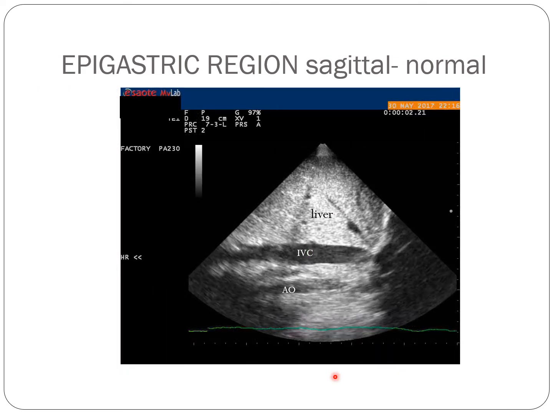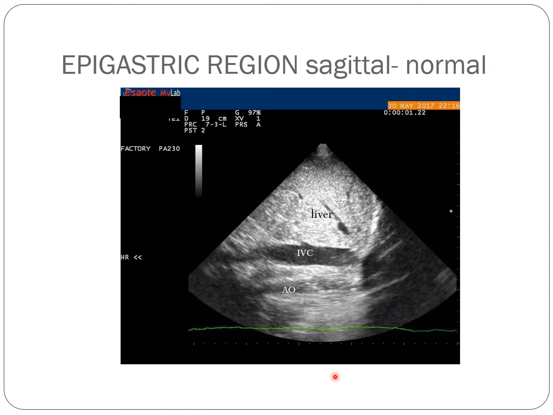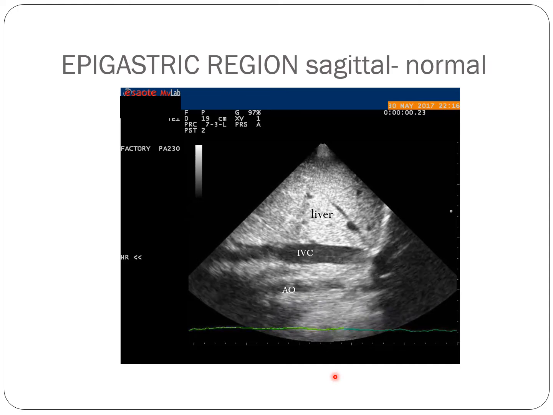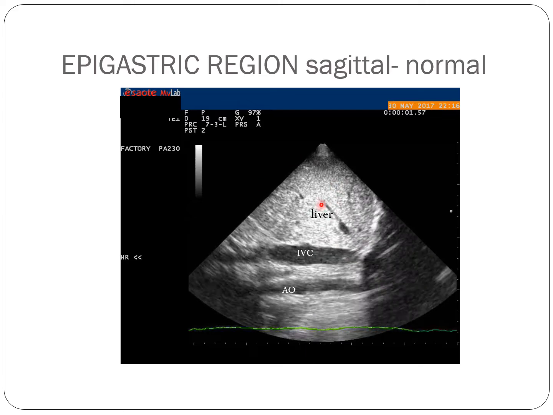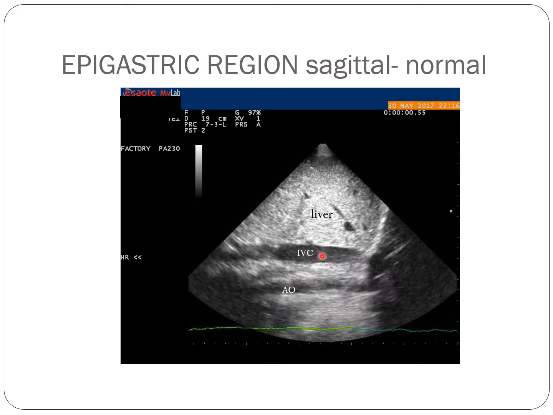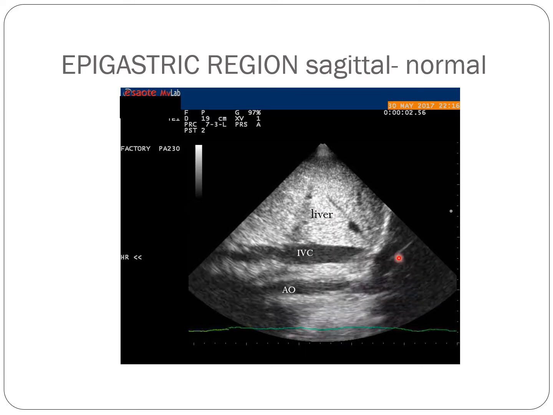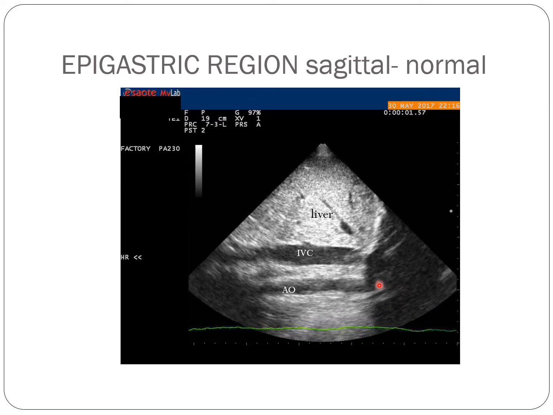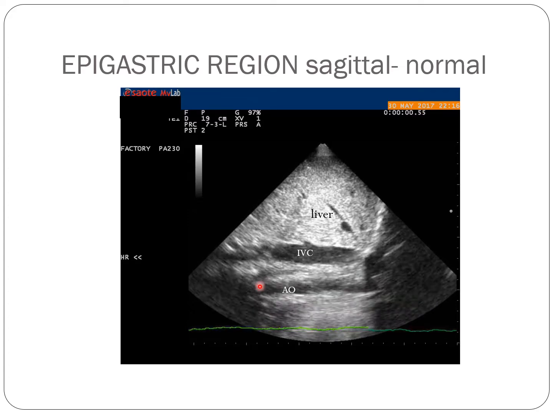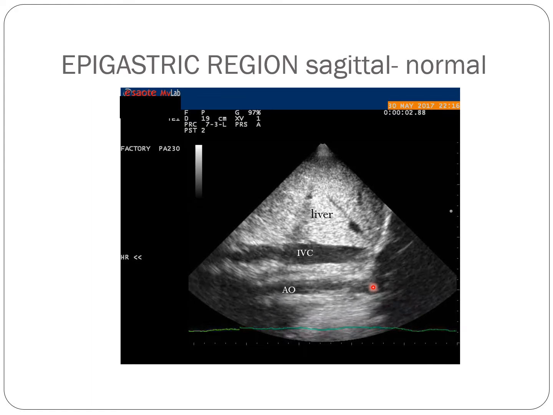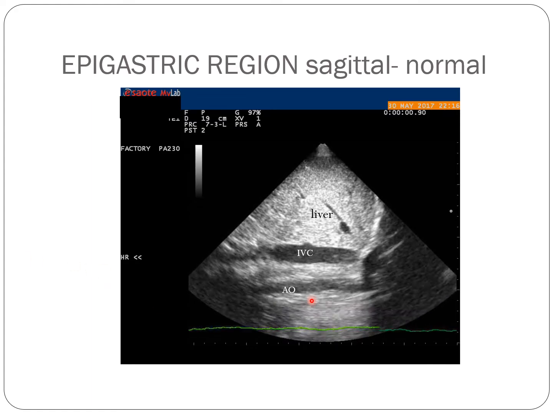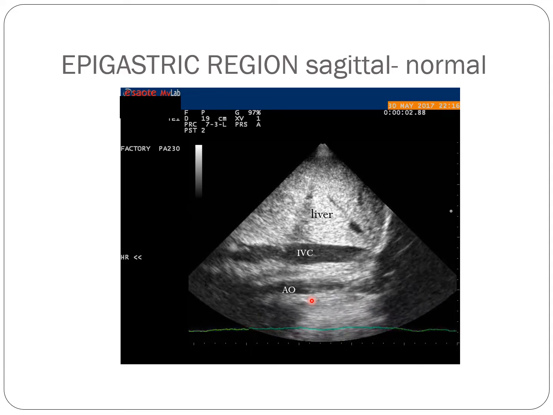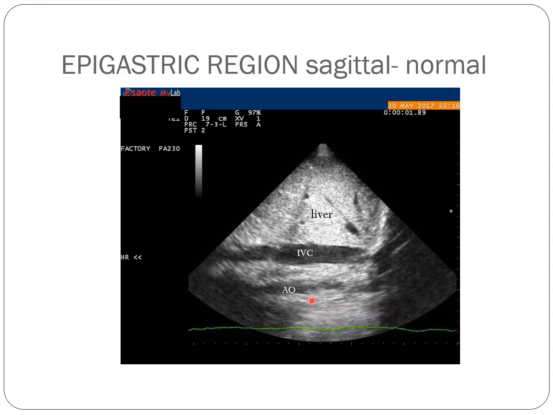You can also visualize both the IVC and aorta from the liver window. So you put the probe in the right upper quadrant space. You can see the liver. Just below the liver you can see the IVC with the entrance to the right atrium. And below you can see the pulsating aorta. This projection is particularly useful when you have obese patients and have difficulty adjusting the depth enough to reach the aorta.